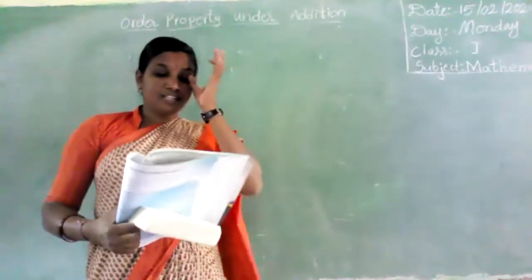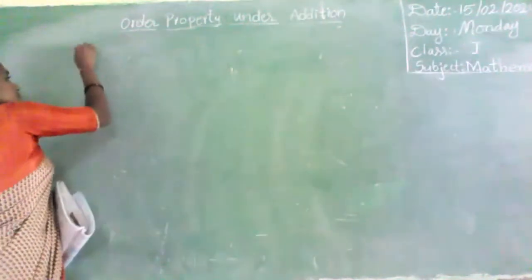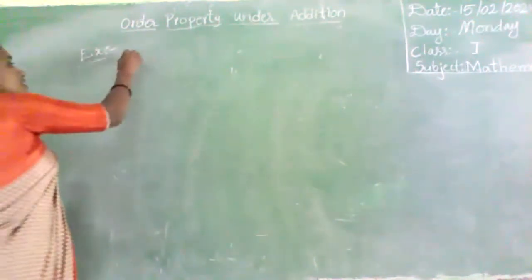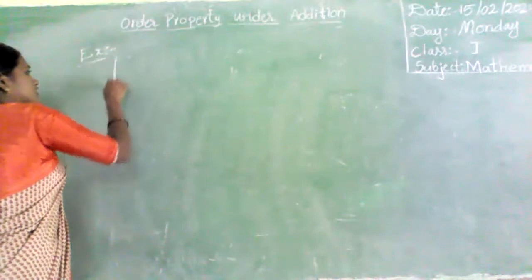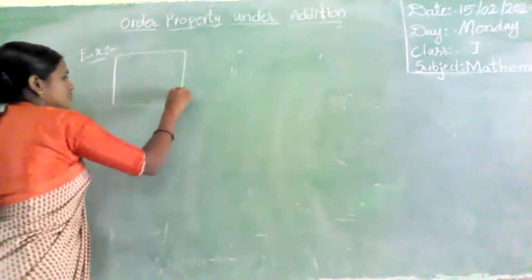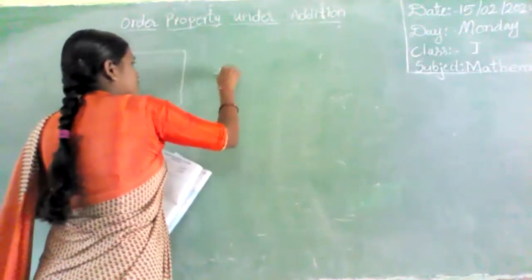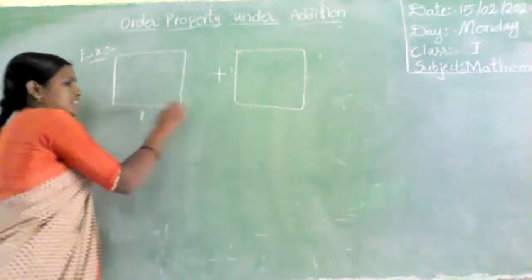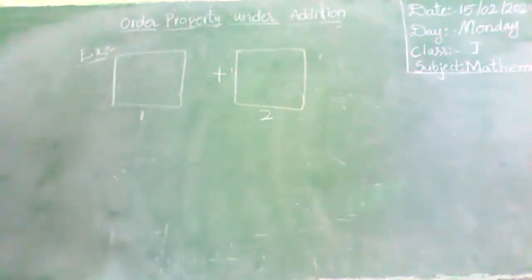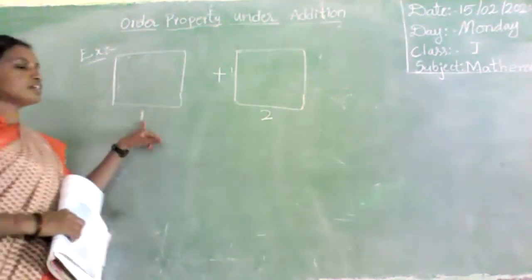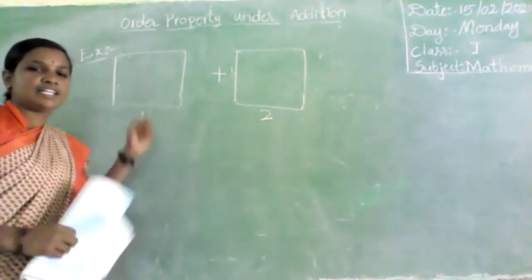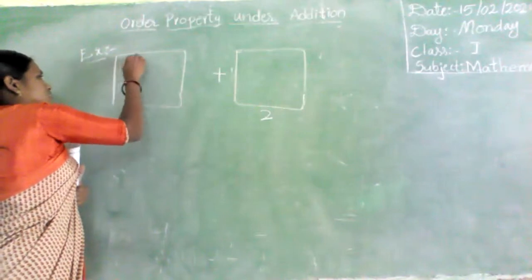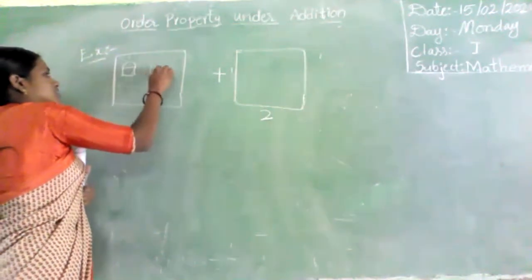Okay, children, an example problem. This is box 1, plus, this is box 2. In box 1, there are 5 bags. Handbags are there. 5 bags.